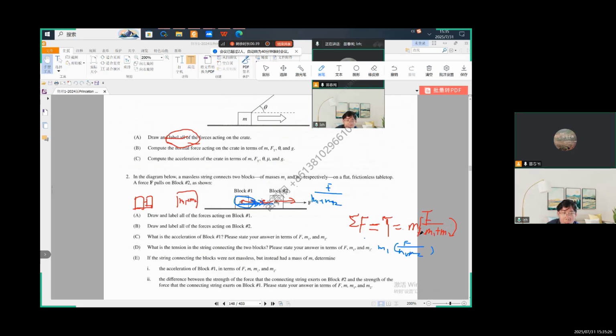Okay, if the string connecting the blocks was not massless, so there's a mass for this string.